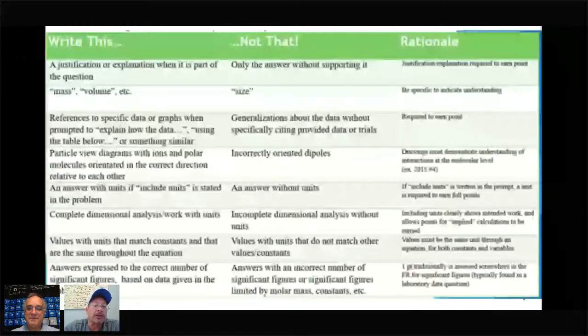Particle view diagrams with ions and polar molecules need to be oriented in the correct orientation so that the positive end of water is attracted to the negative ion.